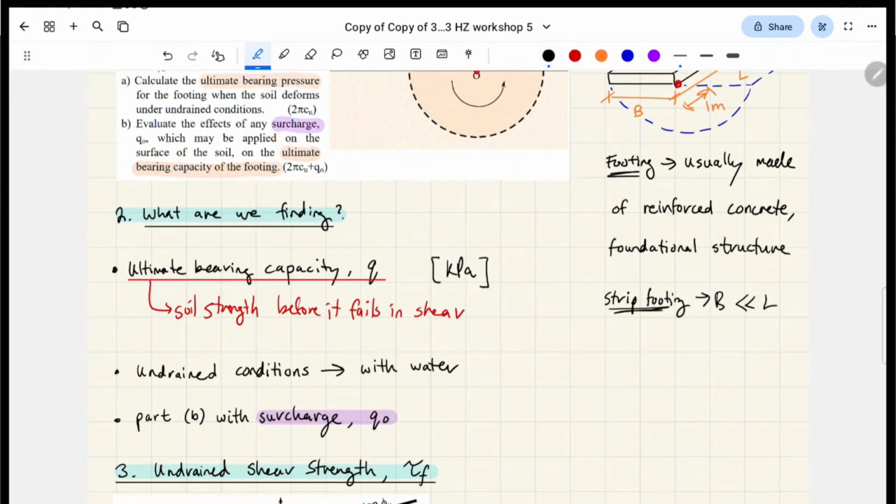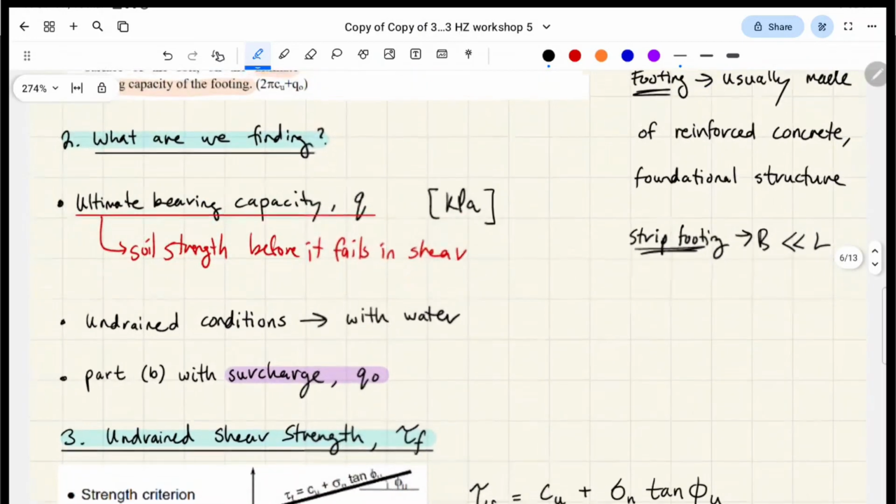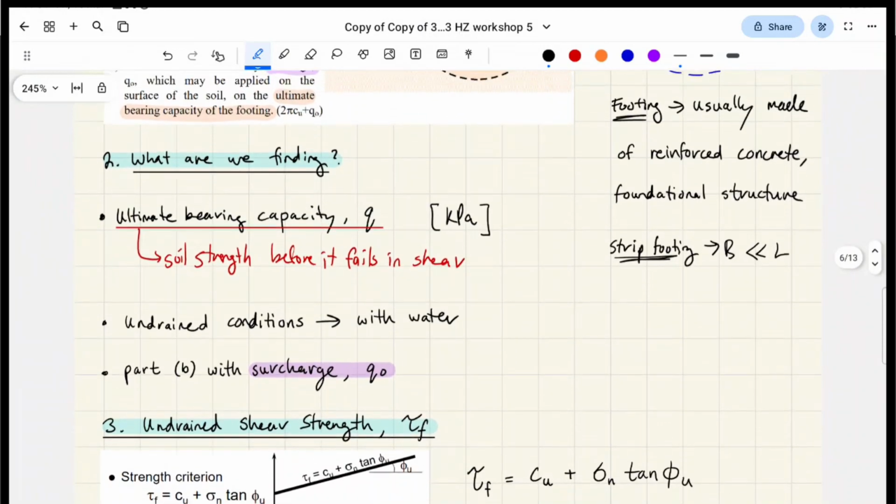We're going to be analyzing this question under undrained conditions, which just means we have to take into account the effects of water flowing through it, which isn't actually as hard as it sounds, because you'll see. And then part B of the question is the same thing, but there's going to be surcharge acting on the soil as well, which I'll explain later when we get to it.